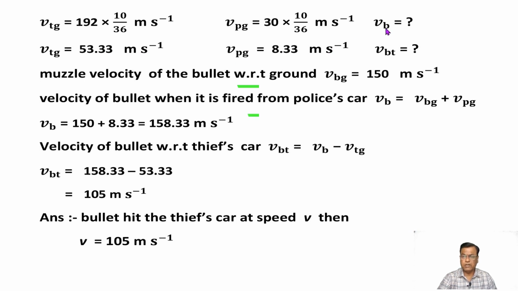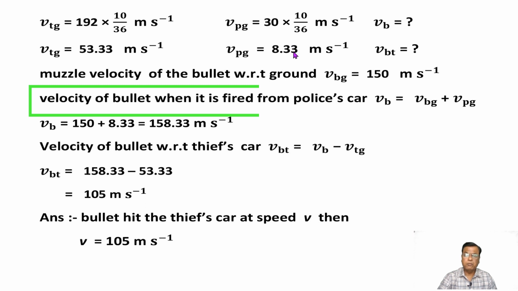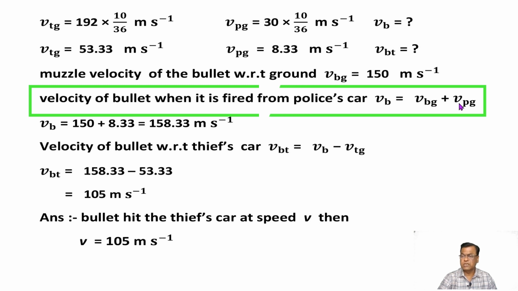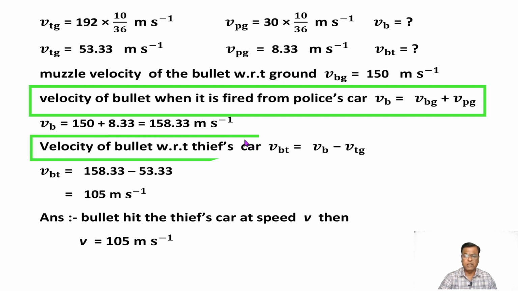Here velocity of bullet का मतलब क्या है? When the bullet is fired from the gun in the police car moving with 8.33 meter per second, the velocity of the bullet when it is fired from the police car, VB, equals, यहाँ हम वेलोसिटी बुलेट की लेंगे विथ रिस्पेक्ट टू ग्राउंड और पुलिस की स्पीड इसमें ऐड करेंगे, तो 150 प्लस 8.33 यानी 158.33 मीटर पर सेकंड। This is the velocity of the bullet when it is fired from the police car moving with 8.33 meter per second.